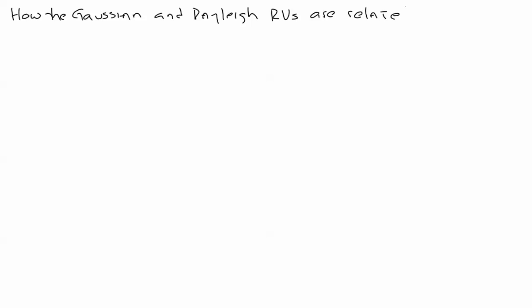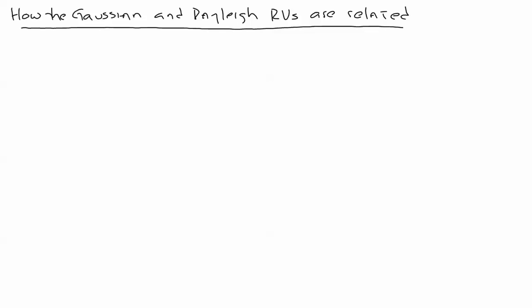First thing. Very early on, I made a passing comment to you that the Gaussian random variable and the Rayleigh random variable are related to one another. I'm going to demonstrate that relationship today. So, first example, how the Gaussian and Rayleigh random variables are related. Do this as an example.